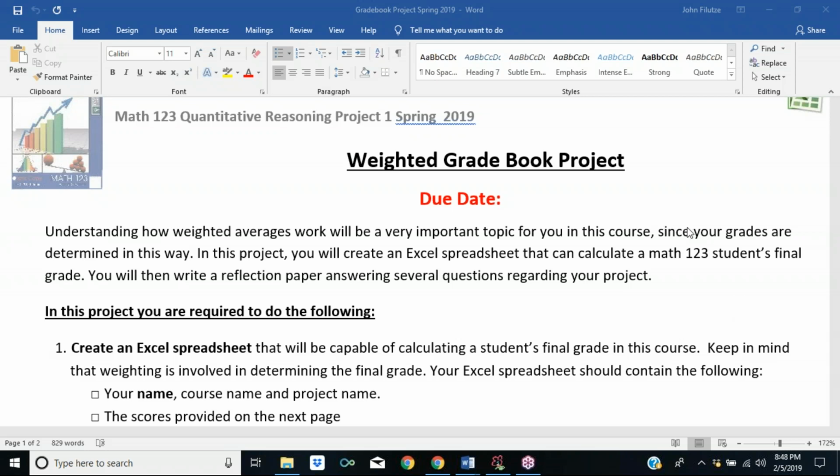All right, well, let's talk about your project then. So let me review here. The project due date, I think the project is due on the 23rd also. I would have to look in your syllabus. I don't have it in front of me. But the first project is called a weighted gradebook project.